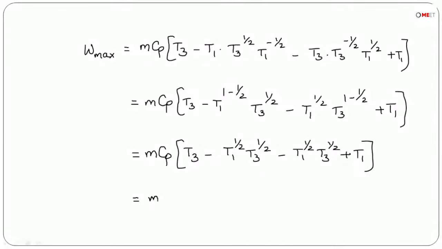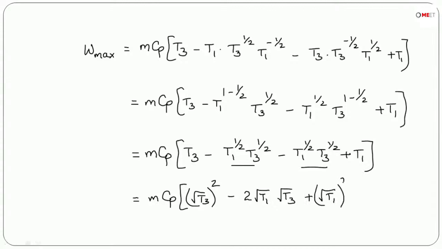Now this can be written as mcp into T3 whole square minus 2 root T1 root T3. You can write T1 power 1 by 2 as root T1, T3 power 1 by 2 as root T3. So 2 times it is there. So we are writing 2 root T1 root T3 plus root T1 whole square. So this is in the form of a square minus 2ab plus b square. So the maximum work done will be mcp into root T3 minus root T1 whole square.